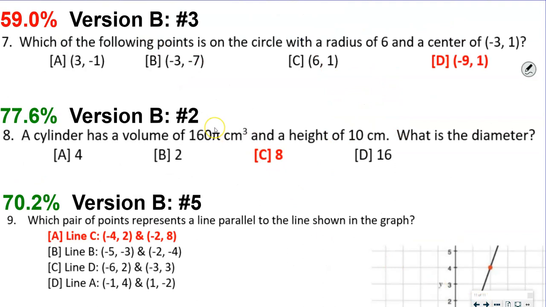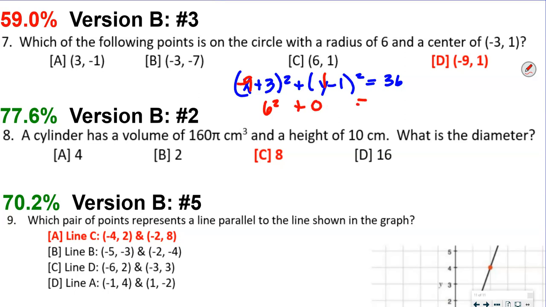So number 7 says, which of the following points is on the circle with a radius of 6 and a center of negative 3, 1? So here again, we're going to write the equation of the circle, x plus 3 squared plus y minus 1 squared equals 6 squared, which is 36. So we're going to plug these points in here, and the one that works is negative 9, 1 again, and that would be because this is 6 squared and this is 0, right? And so that is equal to 36.